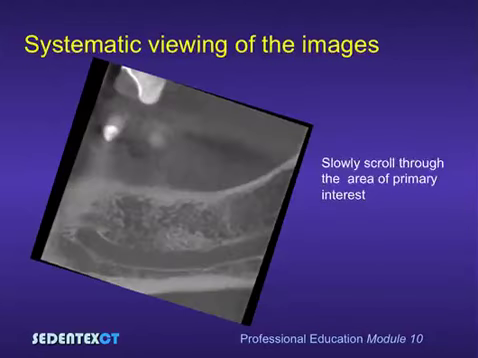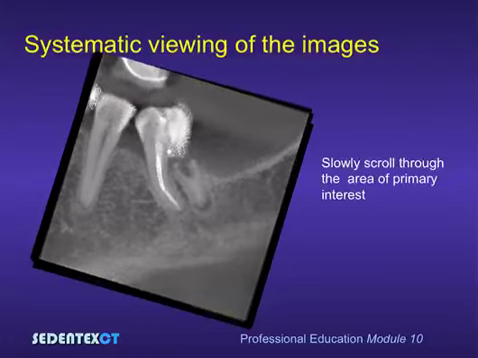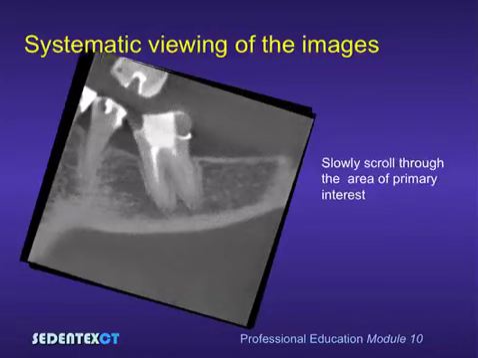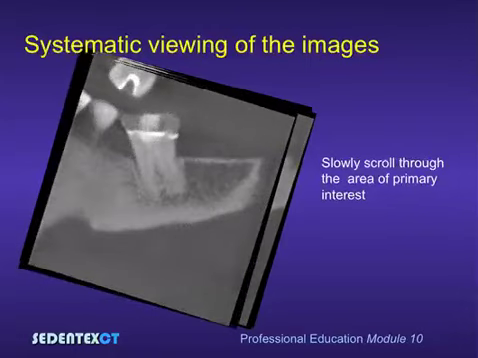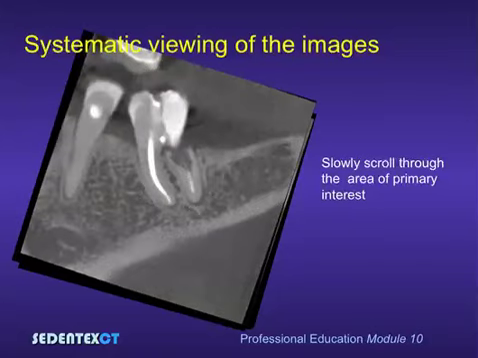Once you have got the scan volume in an ideal orientation, slowly scroll through the area of primary interest. Now, for the purposes of this PowerPoint, we've taken static images and assembled them in a stack, as you can see. But in reality, you will be slowly scrolling through the volume, sometimes going back and forth, until you have achieved the ideal image, the one that's giving you the most useful information in that plane.